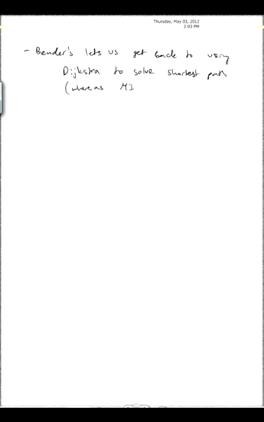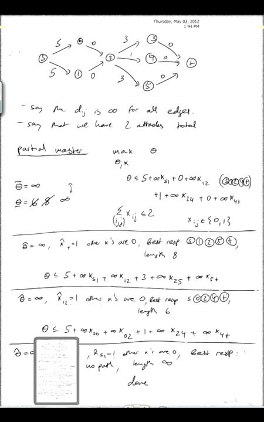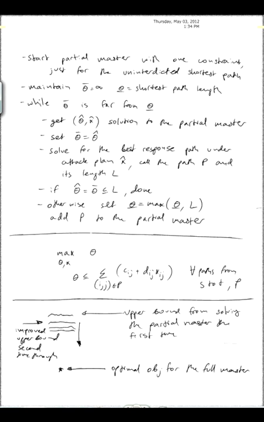Whereas the mixed integer program that we had written previously for shortest path interdiction uses an LP to solve shortest path. So let's see exactly what I mean by Benders allows us to use Dijkstra's. If you go back and look at the Benders pseudocode, one of our steps here was to solve for the best response under a particular attack plan. But we can get this best response in any way possible.